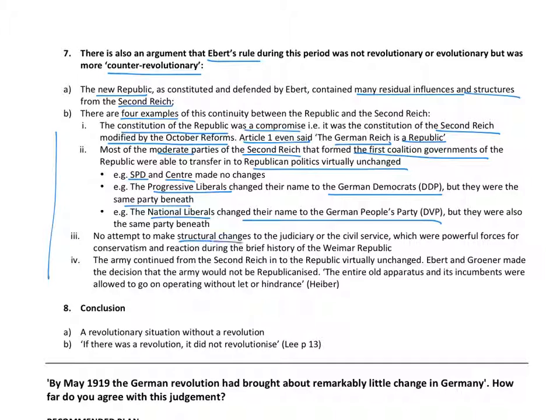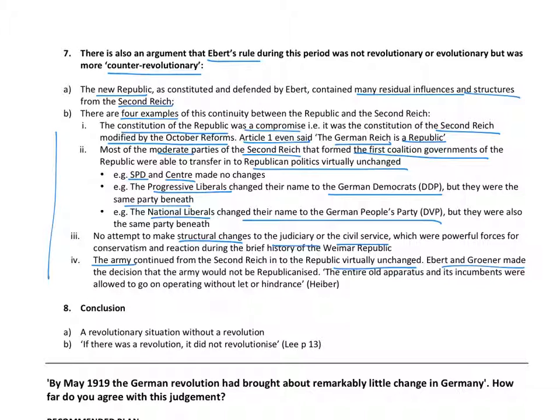There were no structural changes, as you know. Beneath the surface, the old civil service, the judiciary, and of course the German army were largely unchanged. The only significant changes were at the top. Obviously the Kaiser stepping down and the individual princes and kings who ruled the state governments stepping down. That was obviously a significant change, but structurally, the machinery of government continued unchanged. And there, of course, is the final point about the army continuing virtually unchanged.